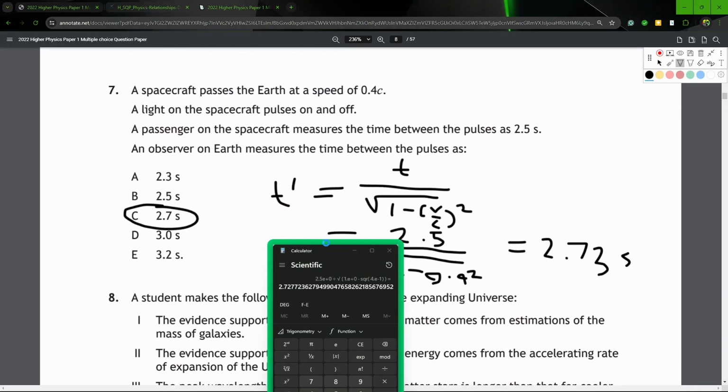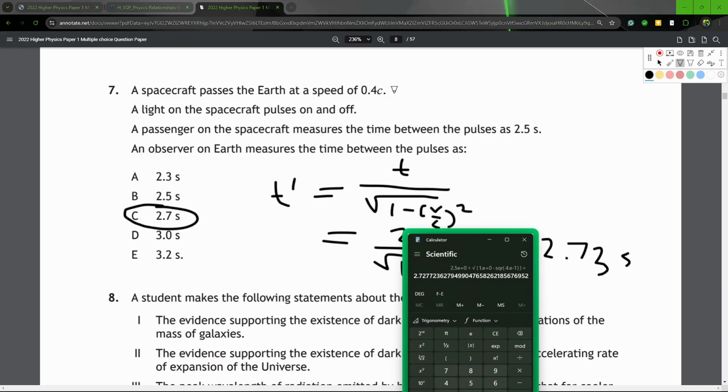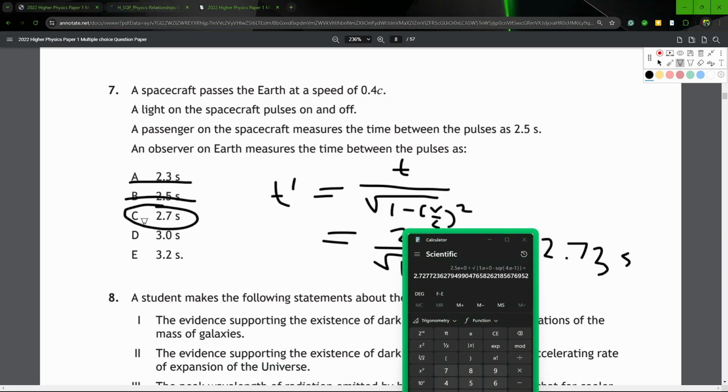And again, we can go and eliminate some of these. So remember, time effectively slows on fast-moving objects. So that means a stationary observer would see it as taking longer, and it can't be the original value. So we can eliminate A and B, and we just need to narrow it down from there.